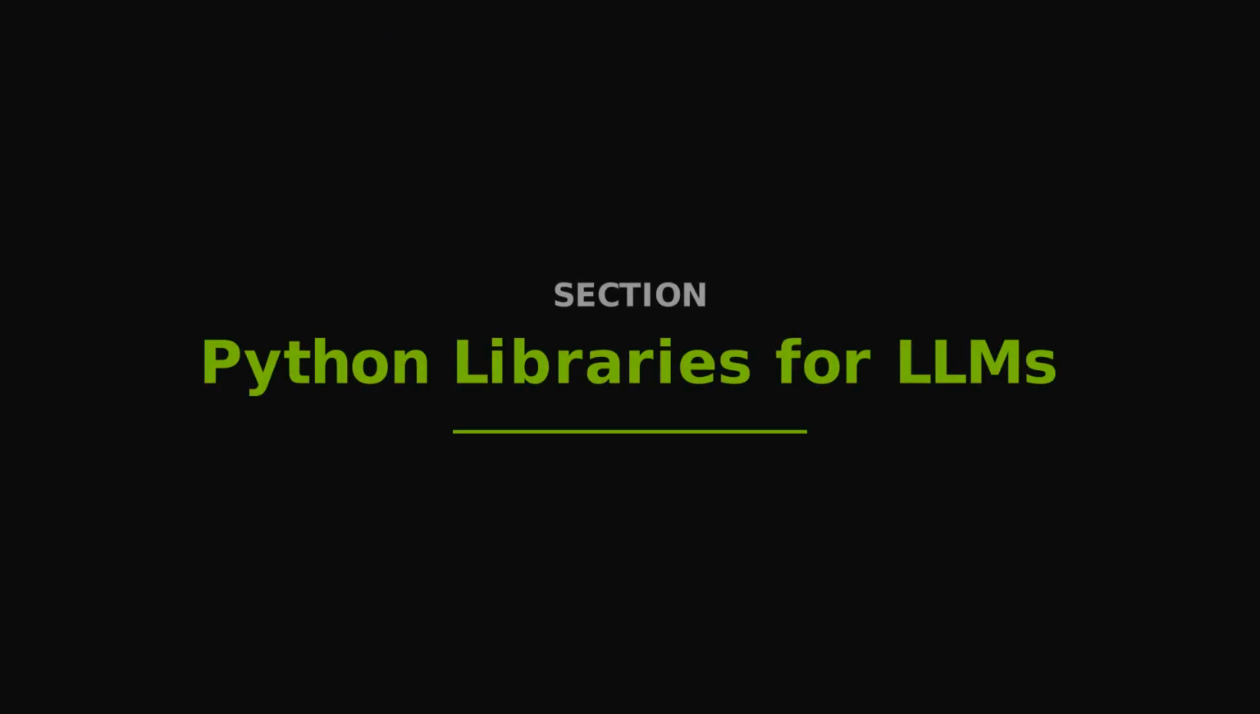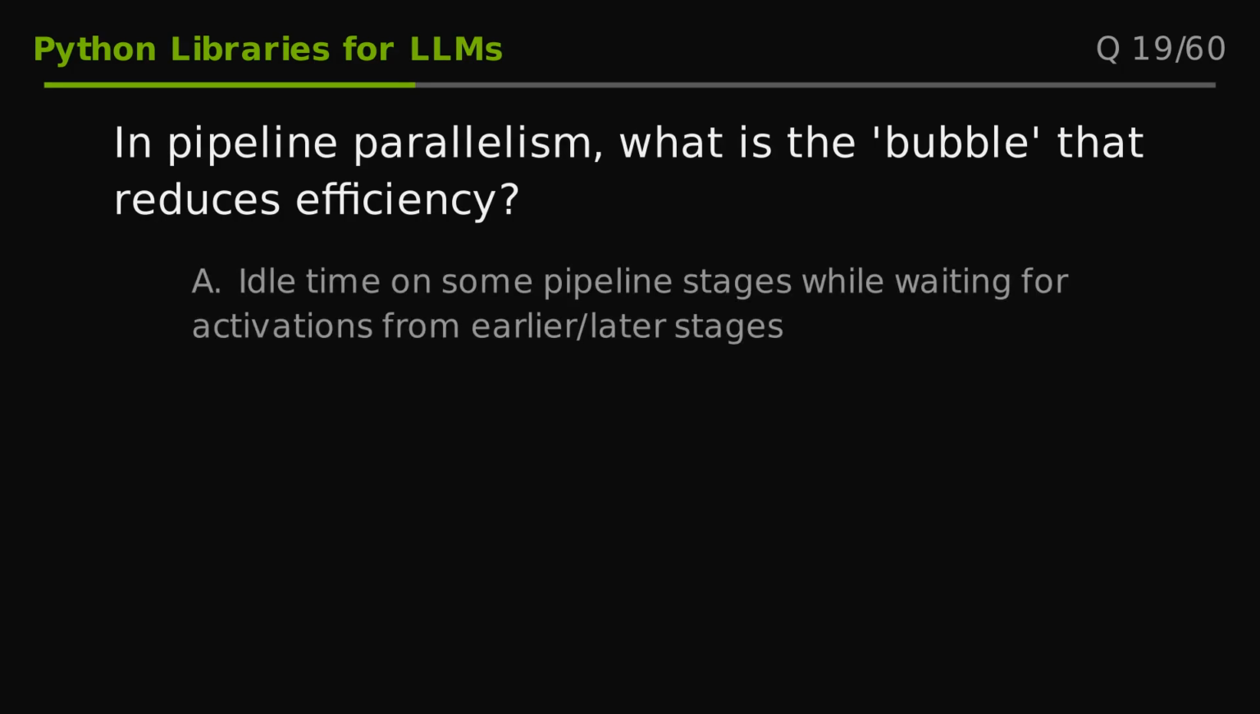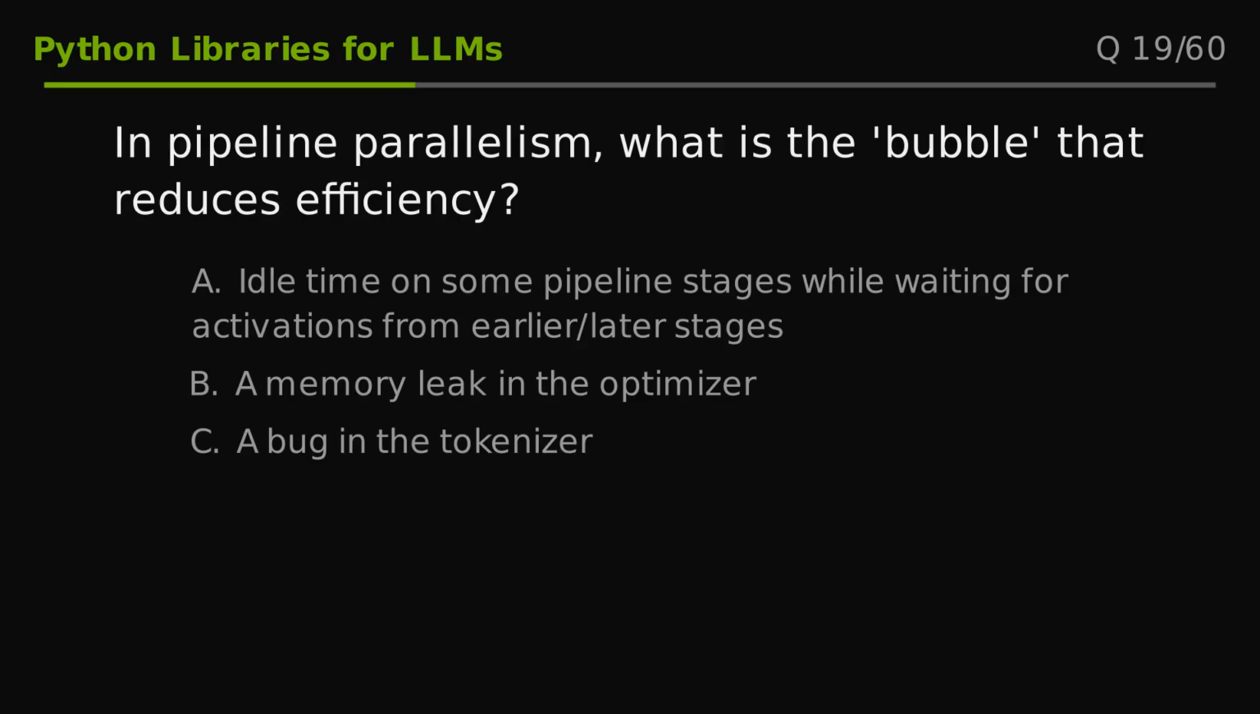Next section, Python libraries for the LLM stack. Question 19. In pipeline parallelism, what is the bubble that reduces efficiency? Option A. Idle time on some pipeline stages while waiting for activations from earlier or later stages. Option B. Memory leak in the optimizer. Option C. Bug in the tokenizer. Option D. Excess vocabulary tokens.